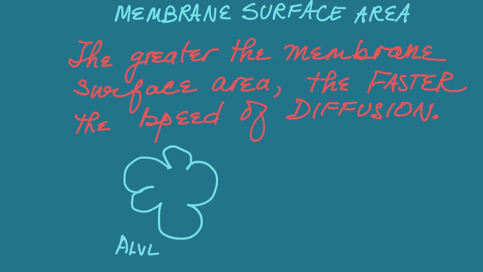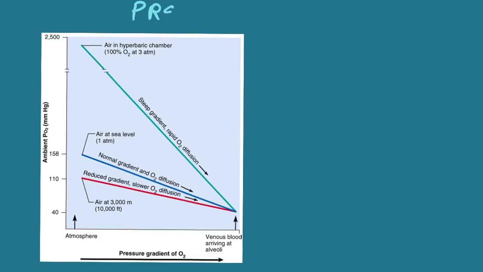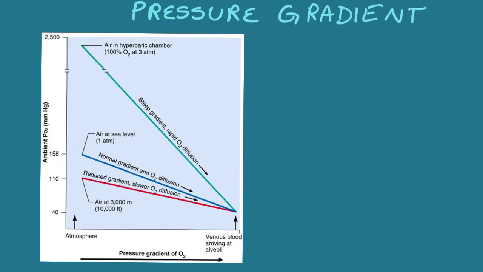So let's take a look at the alveolus that's normal. And this is the alveolar sac being damaged, the walls are damaged. In emphysema, there are no walls in between, and this greatly reduces the speed of diffusion. When the pressure gradient increases, the speed of diffusion also increases. So greater the pressure gradient, the faster the speed of diffusion.